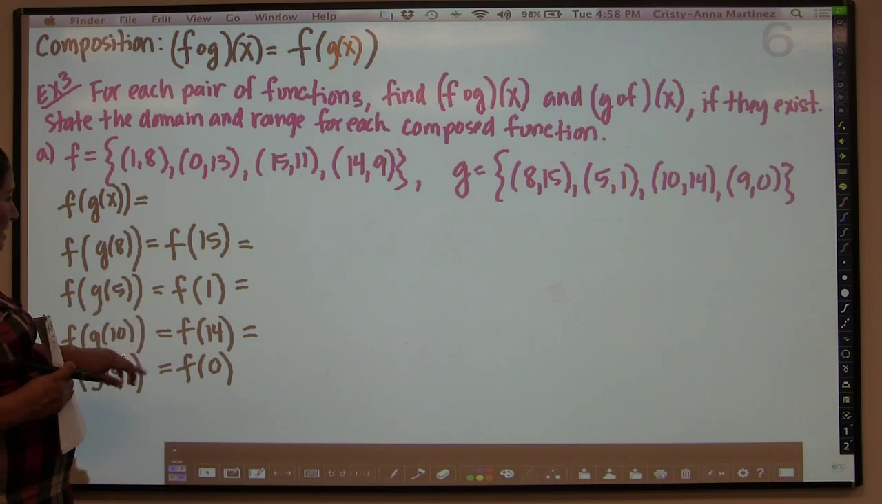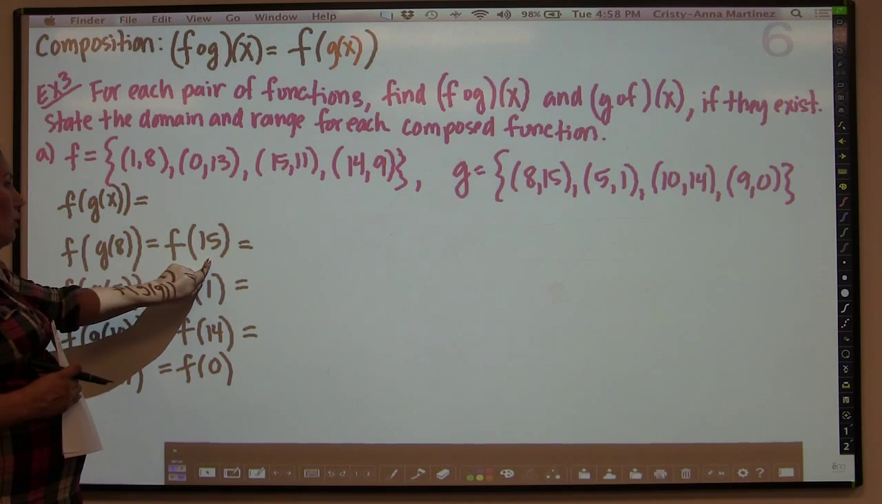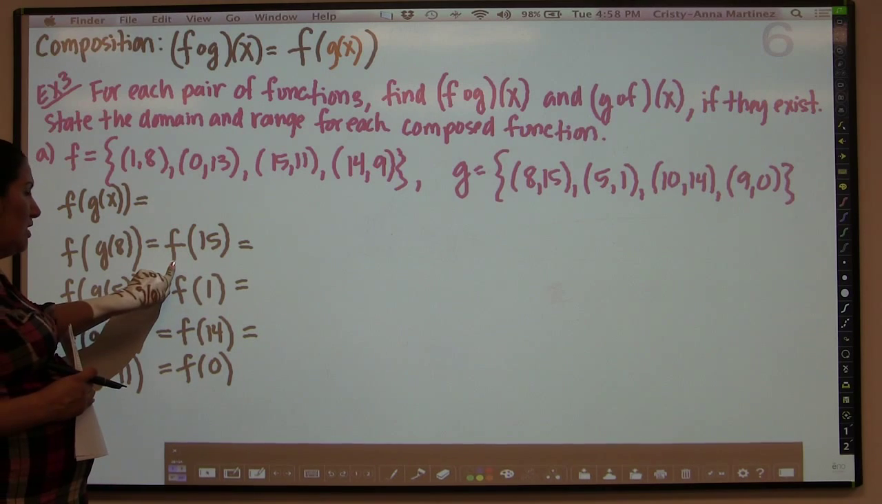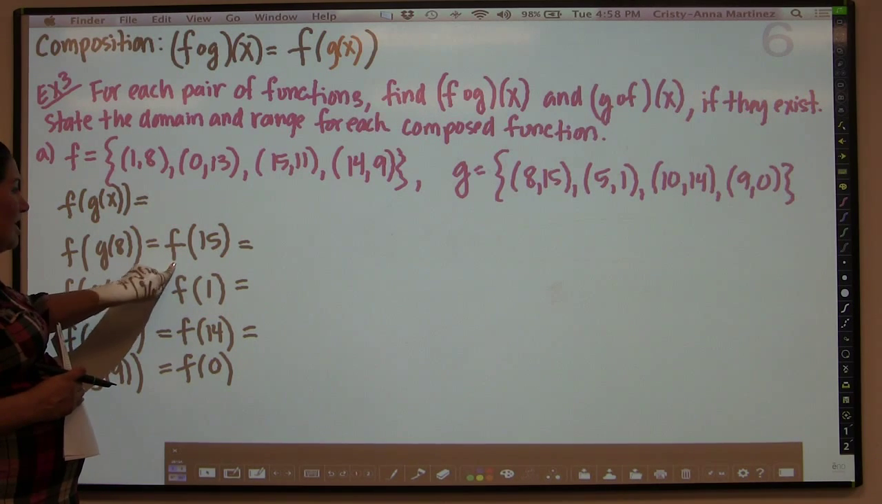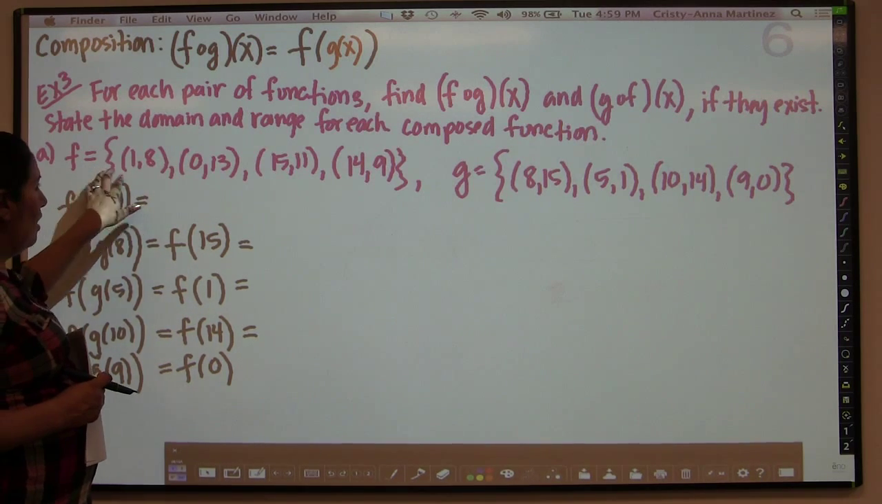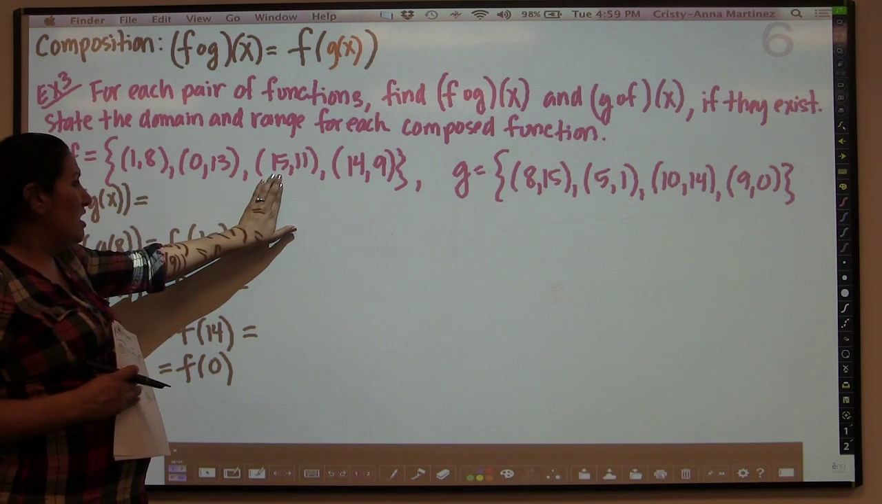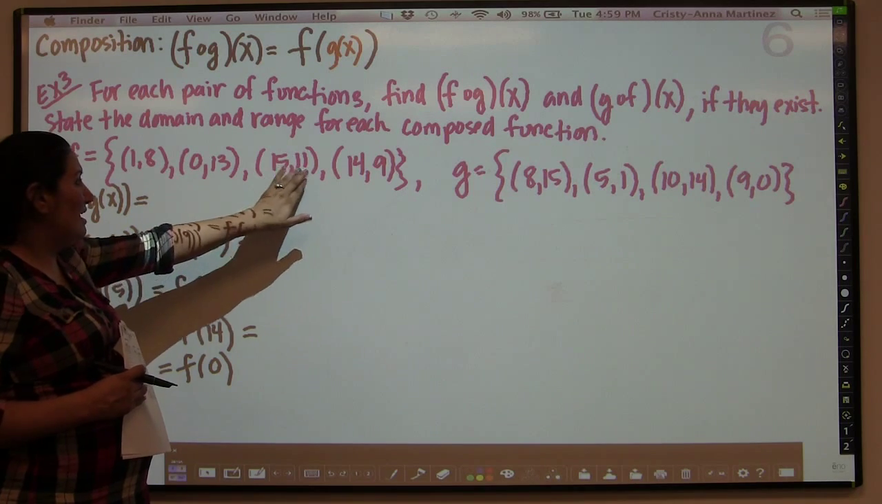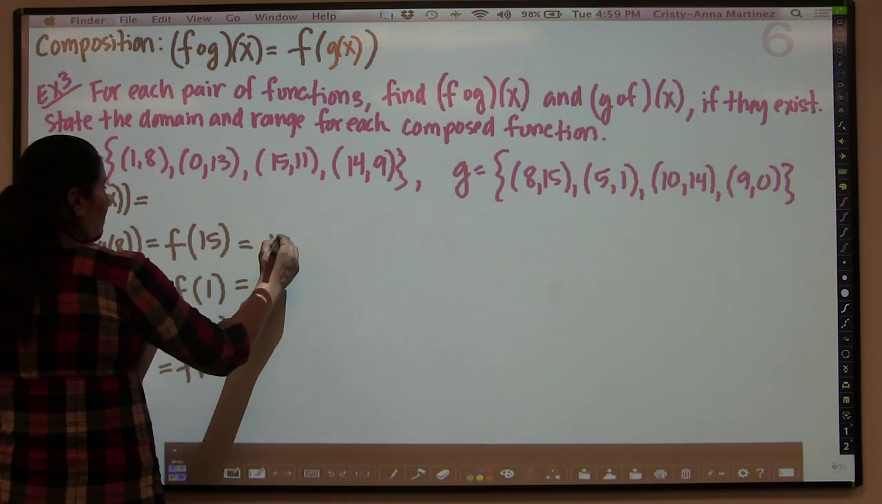Now what I'm really asking is, what is f of 15? Well, since I'm looking for the f function, I want to know what is the value of the f function when x is 15. So here's my f function, and when x is 15, the value of the function is 11. So that will be equal to 11.